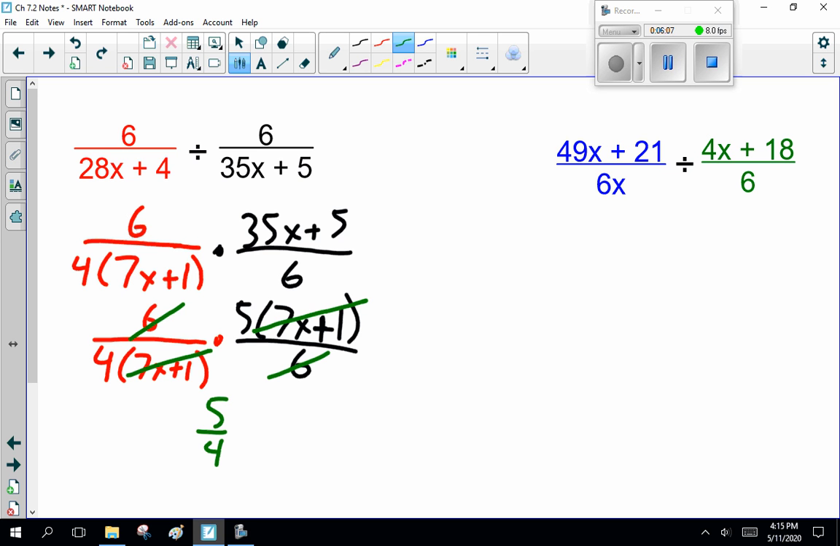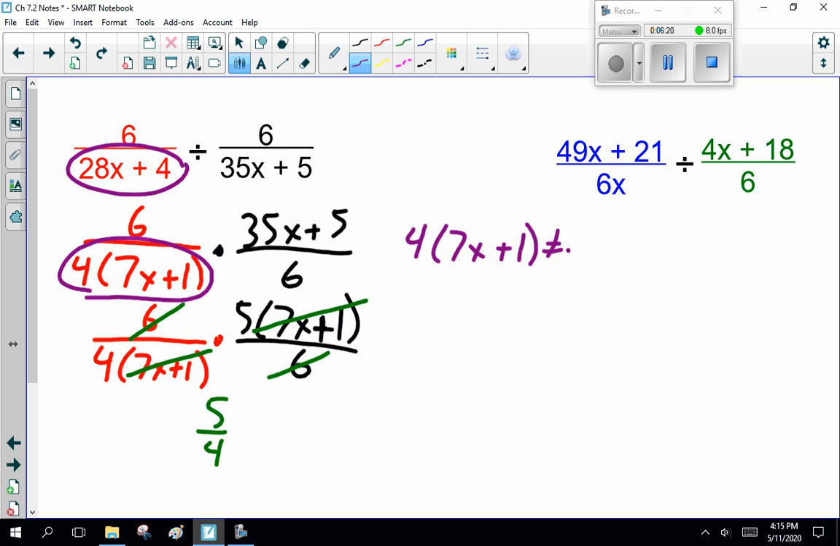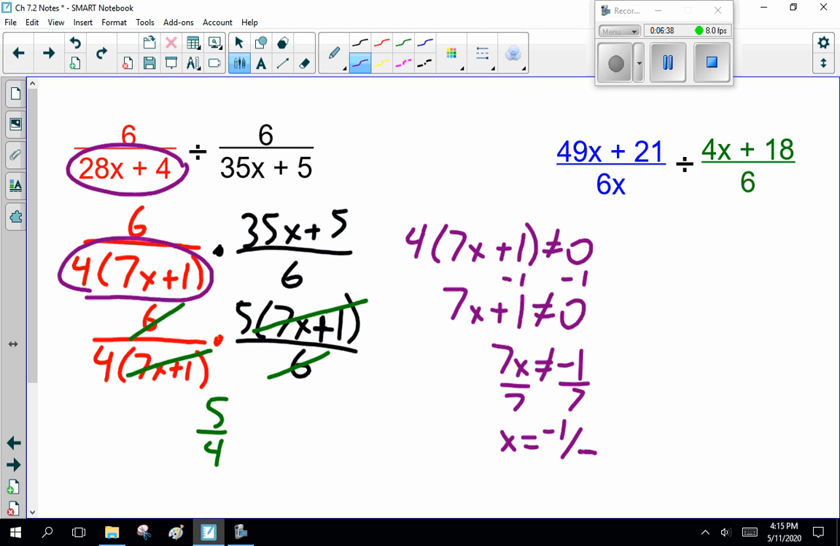Now, let's go back and look at our non-permissible values. 28x plus 4, which simplifies to 4 times 7x plus 1. So 4 times 7x plus 1 can't equal 0. Divide by 4, 7x plus 1 can't equal 0. Now, isolate x, subtract 1 from both sides. Divide by 7, x cannot equal minus 1 over 7.